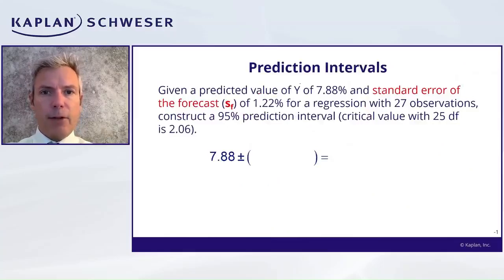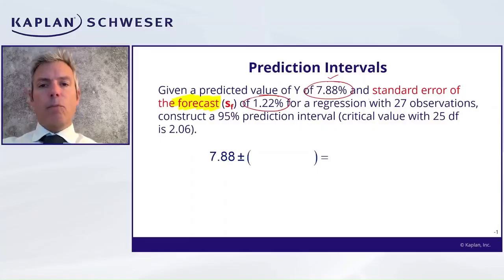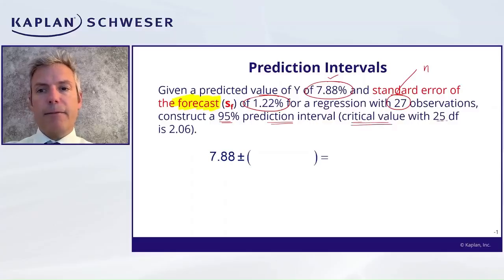We know that we're predicting a point estimate of 7.88, we just did that. If we get given the standard error of the forecast, and the crucial word there is forecast, that's the whole regression we're using to make forecasts, of 1.22, and there's our N of 27 observations, what we can say is we can create a 95% prediction interval by placing a critical value with 25 degrees of freedom. That would be our N minus 1 for the x term, minus 1 for the y term, so that's n minus 2, as you can see.